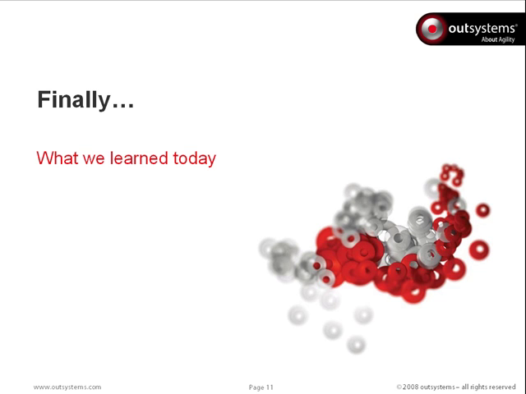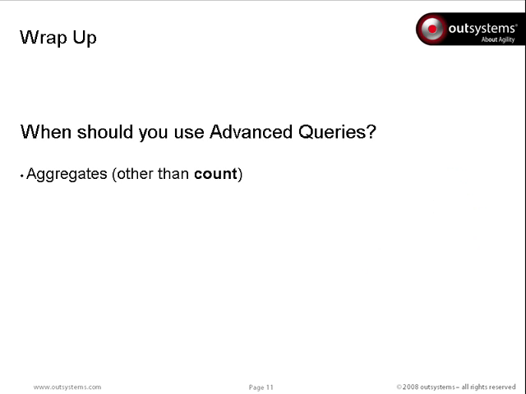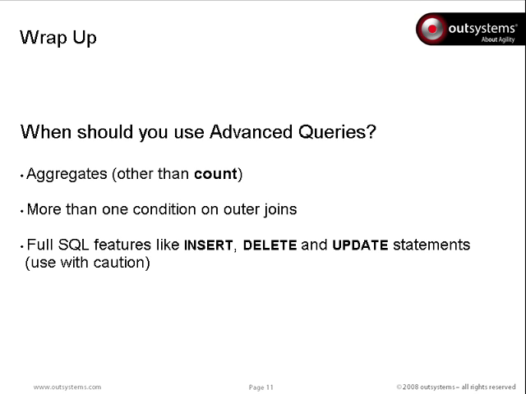We've seen that although simple queries are always preferable, sometimes they're not enough to get the information you want. You should use advanced queries if you want to aggregate information, if you want to use more than one outer condition to join entities, allowing you to get every record from a table but only some from another, or if you want to use the full SQL features like insert, delete, and update statements for mass changes in our database.